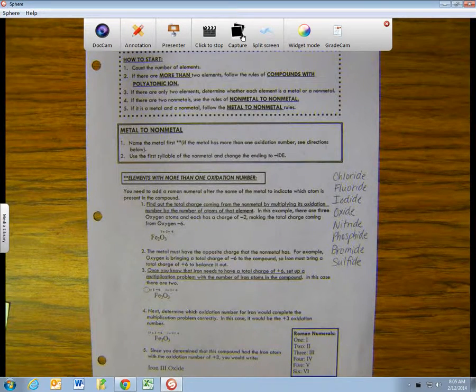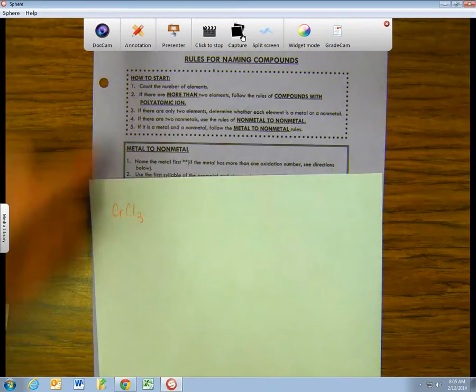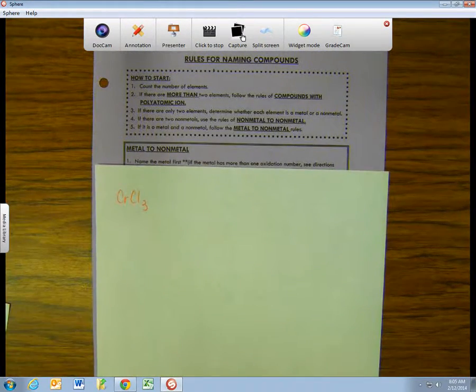Okay, now I'm going to teach you how to name ionic compounds that have more than one oxidation number. I will always tell you when this is the case. I'll let you know, hey, this is a question or a problem that needs Roman numerals. And when we have to do these, we still go through the same steps, but we just have to do a little extra work once we get to the nitty-gritty. So I'll take you through this.